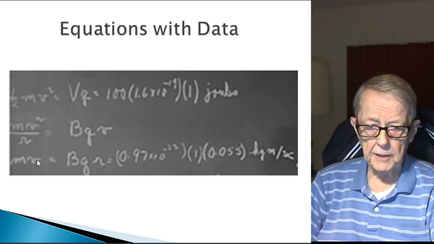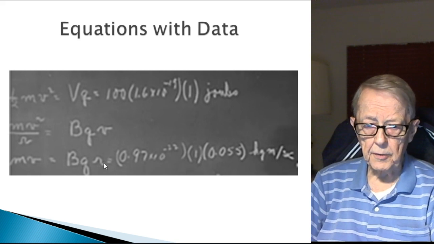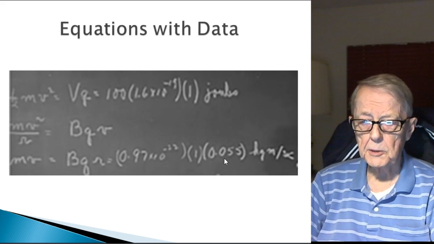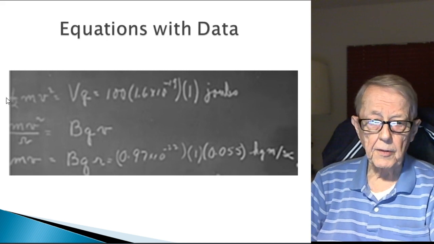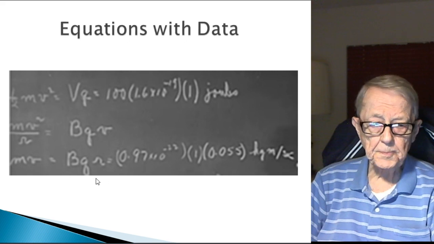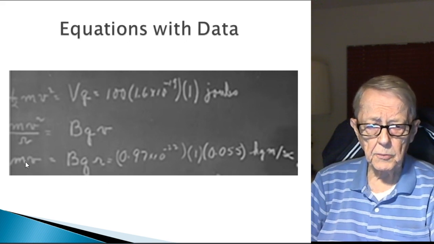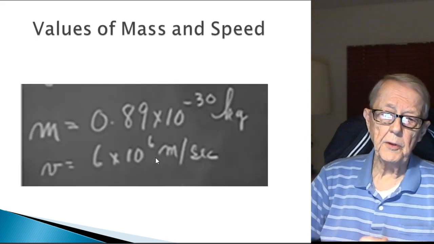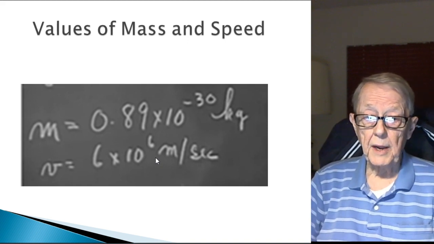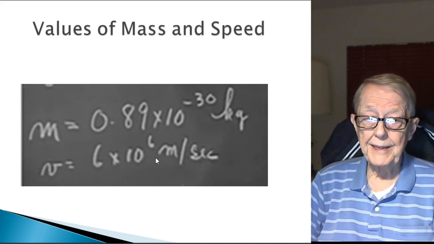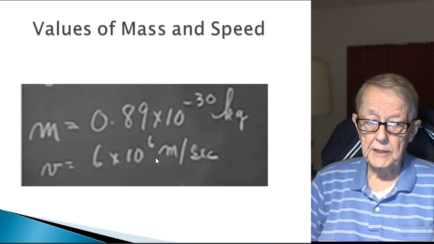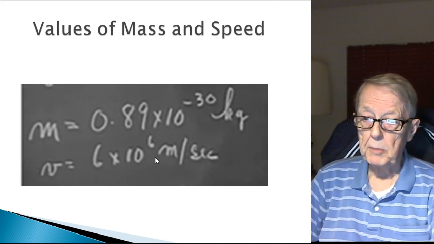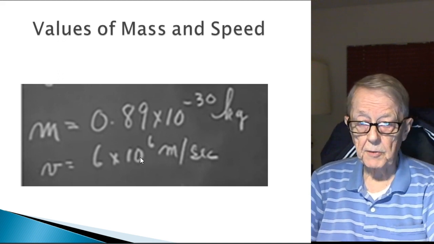Kilogram meters per second here is equivalent to kilogram meters per second there. So they have this term in mass and velocity with this value, and they have this term with mass and velocity with this value, and do a calculation. If you do the math, you end up with the mass of the electron being 0.89 times 10 to the minus 30th kilograms, and its velocity is 6 times 10 to the 6 meters per second. Values of the mass and the speed.